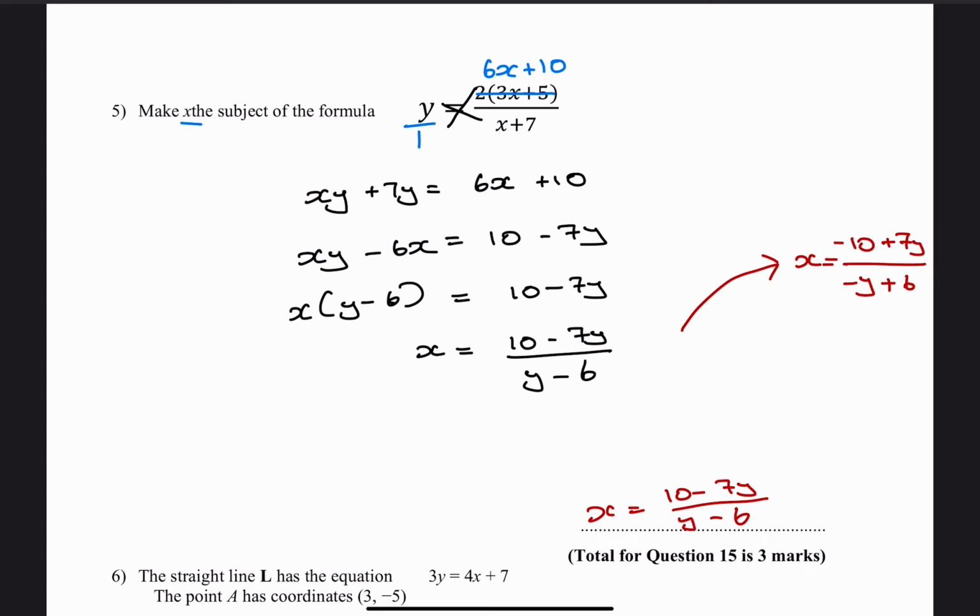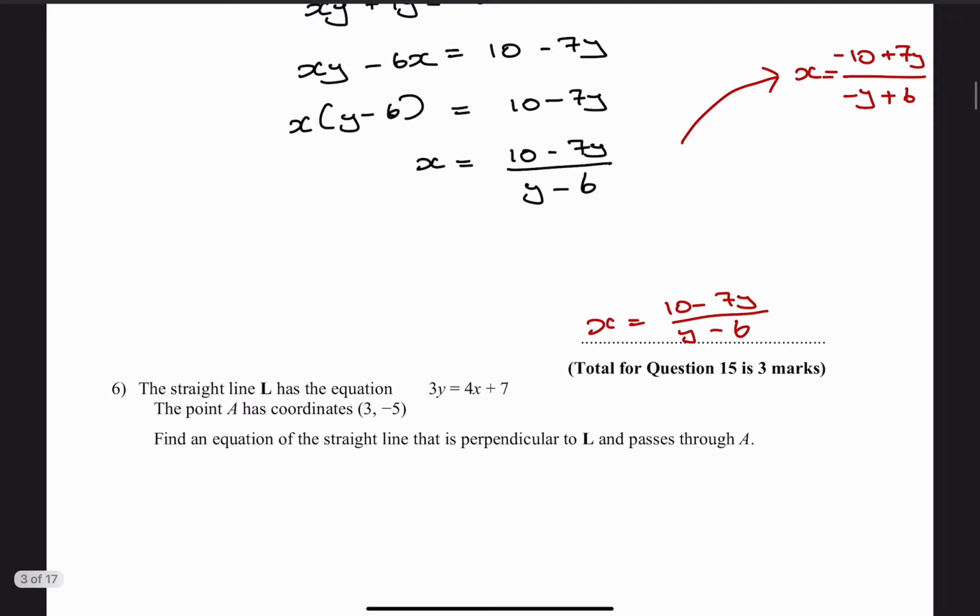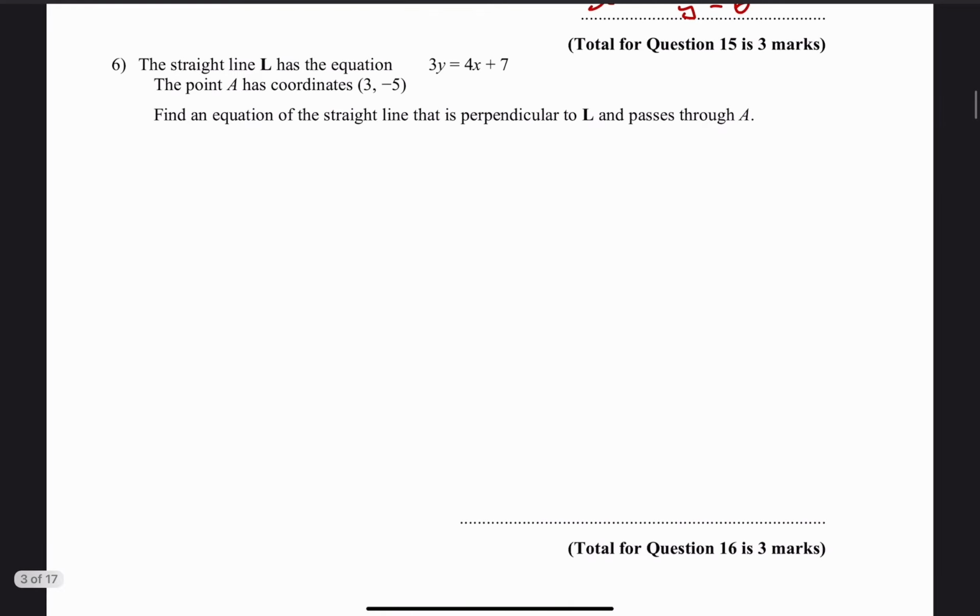Okay, question 5. All right, moving on. Question number 6 has an equation. They give you a coordinate. Yes, they give you the equation, but what line do they want? Perpendicular. Remember, if they want the parallel line, you use the same gradient. If it's perpendicular, you switch the fraction of that gradient and then change the sign.